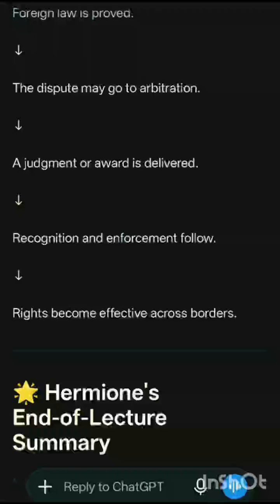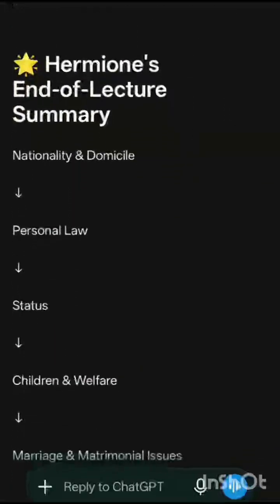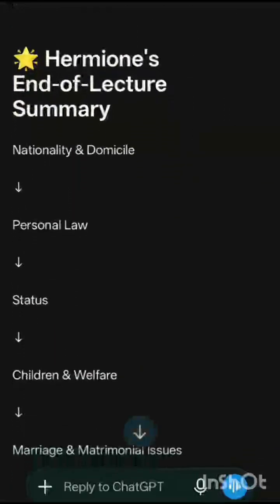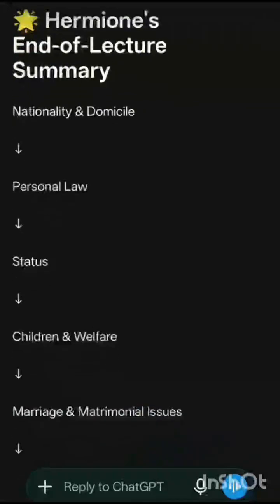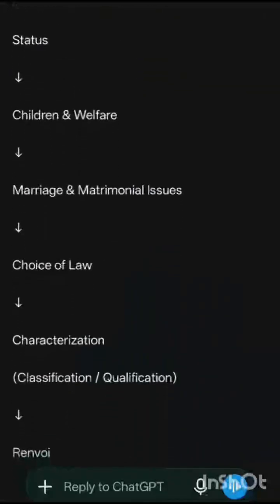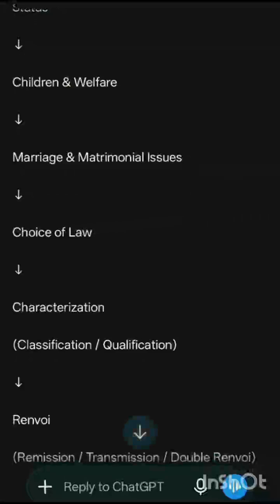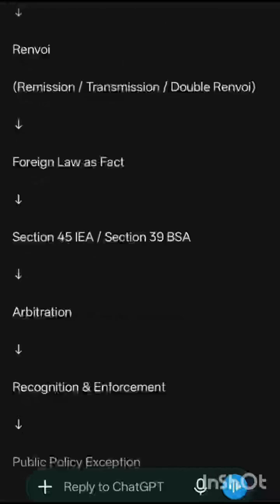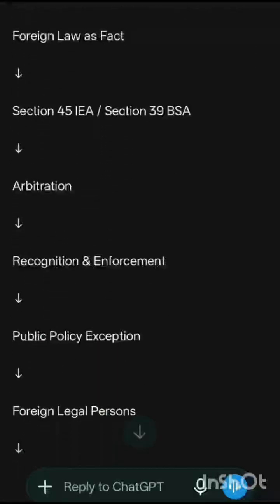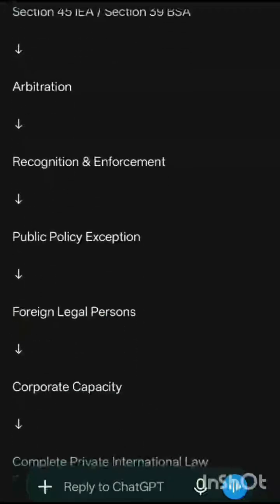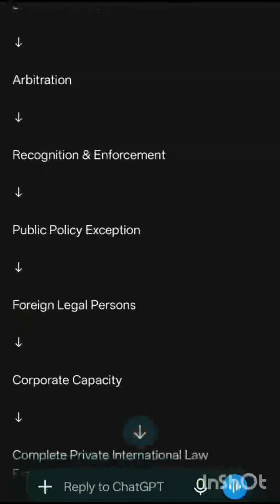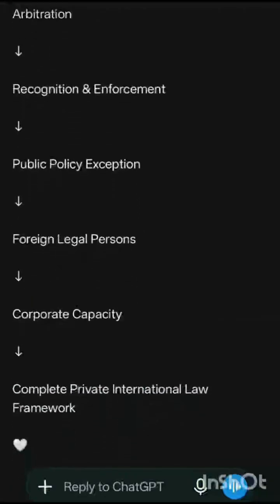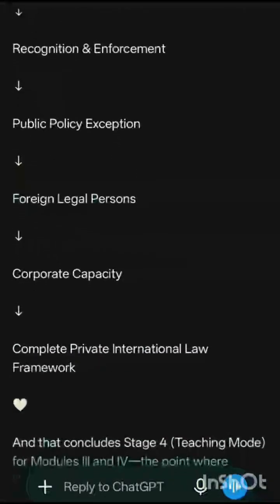Hermione's end of lecture summary: nationality and domicile, personal law, status, children and welfare, marriage and matrimonial issues, choice of law, characterization, classification, qualification, renvoi, remission, transmission, double renvoi, foreign law as fact, Section 45 IEA, Section 39 BSA, arbitration, recognition and enforcement, public policy exception, foreign legal persons, corporate capacity, complete private international law framework.